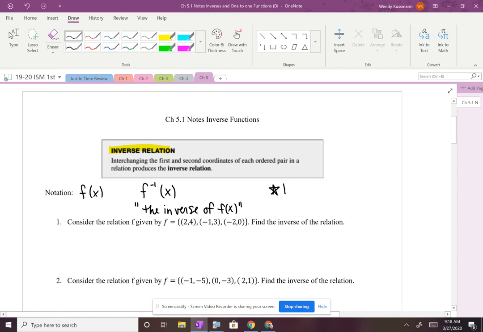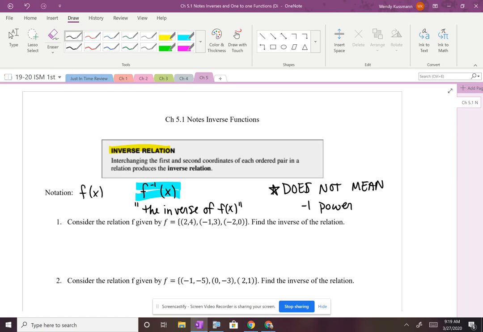Again, this does not mean that you are a negative 1 power. You're not taking the entire function and flipping it or making it a rational function, because that's normally what the negative 1 exponent does. Since it's in function notation, that negative 1 just tells you that it's the inverse. This all it does, it says this denotes the inverse. So let's go ahead and get started.